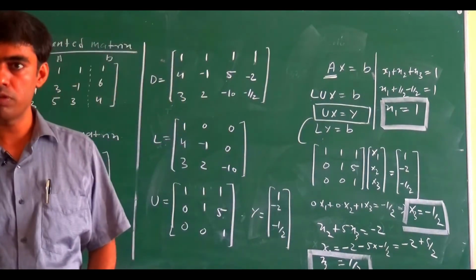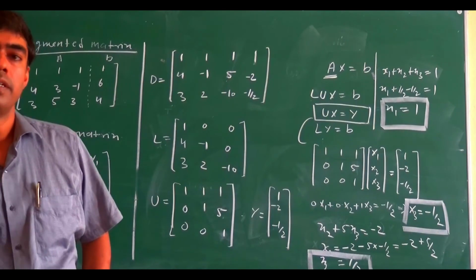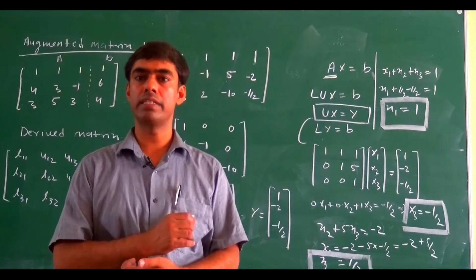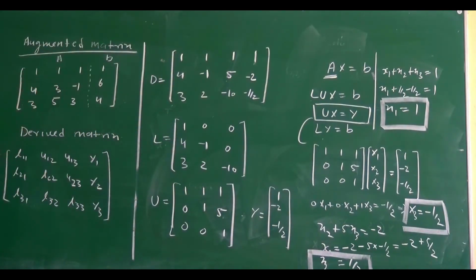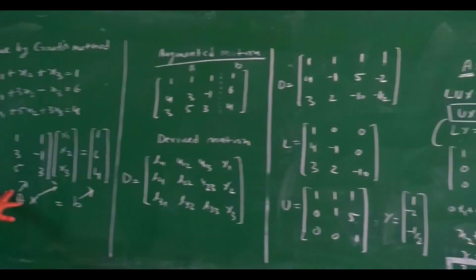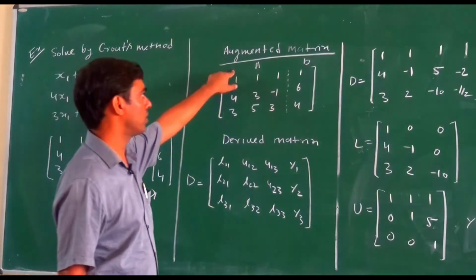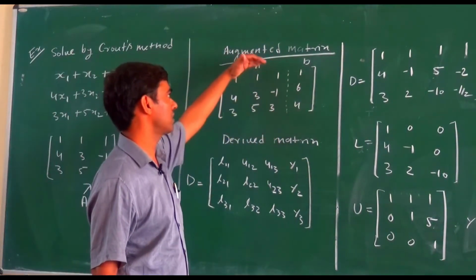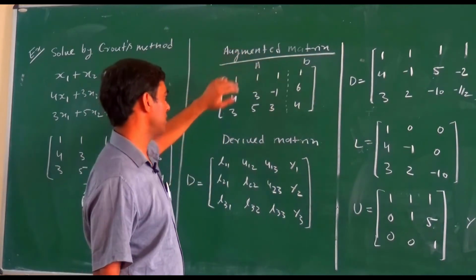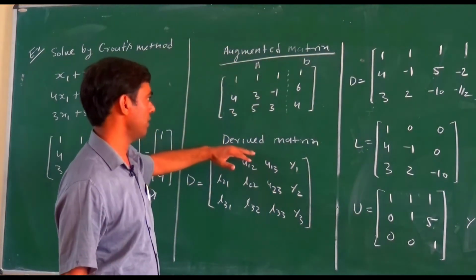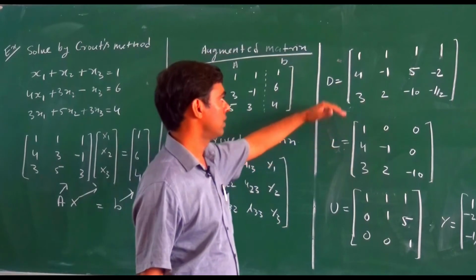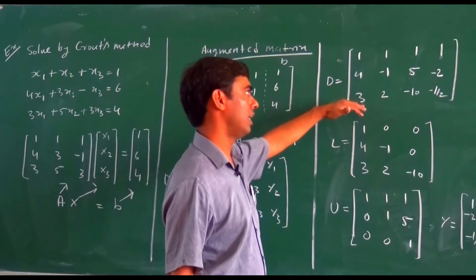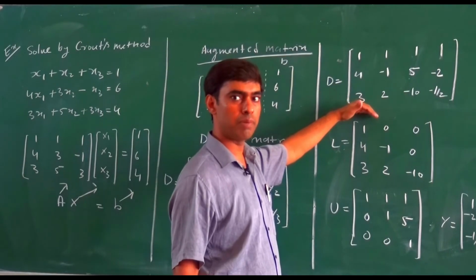If we summarize how we solve the numerical problem with the help of Crout's method, first we write the derived matrix. We compare with the matrix form of the system of linear equations, find the values of A and B, and write down the augmented matrix, which is nothing else but the partitioned matrix of A and B. Once we write the augmented matrix, with its help we find the derived matrix, following the usual procedure developed by Crout.